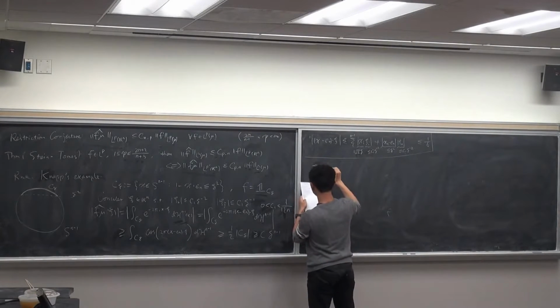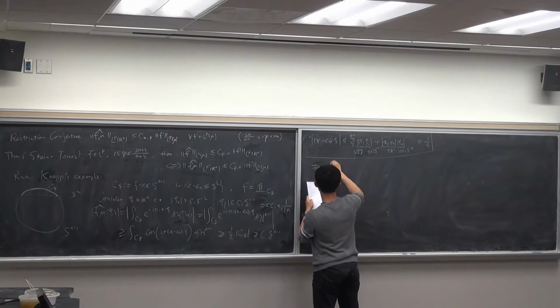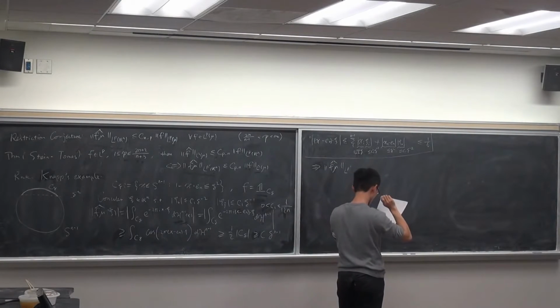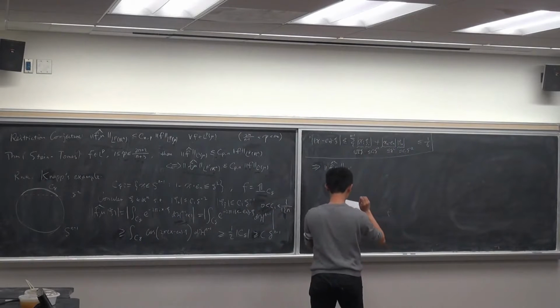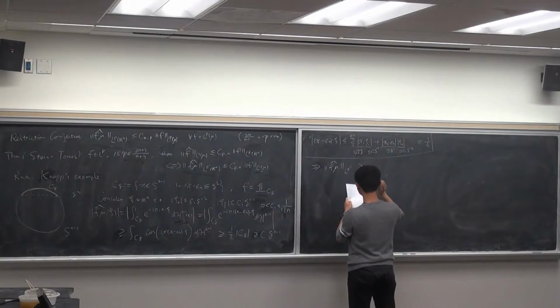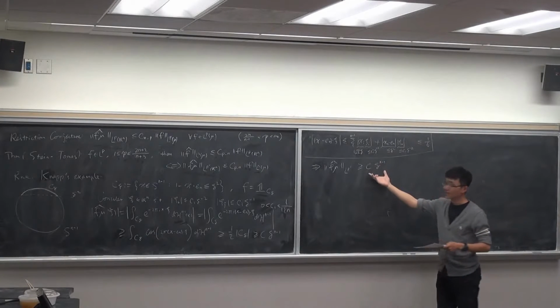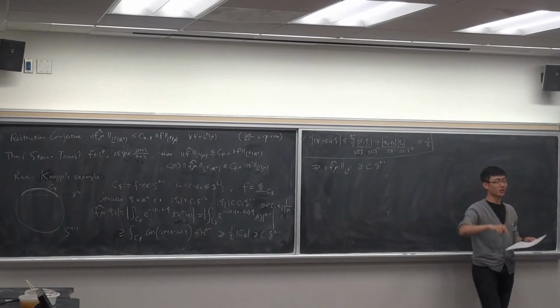And also, let me finish this off, computing this L p prime norm of the Fourier transform of f mu. That should be greater than C delta to the n minus 1. That's how big the integral is, yes?